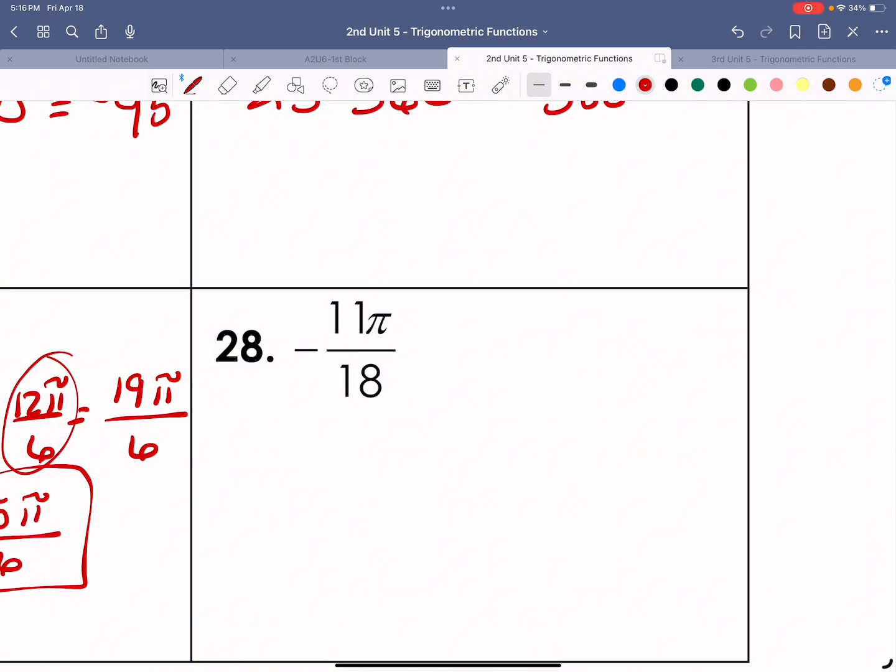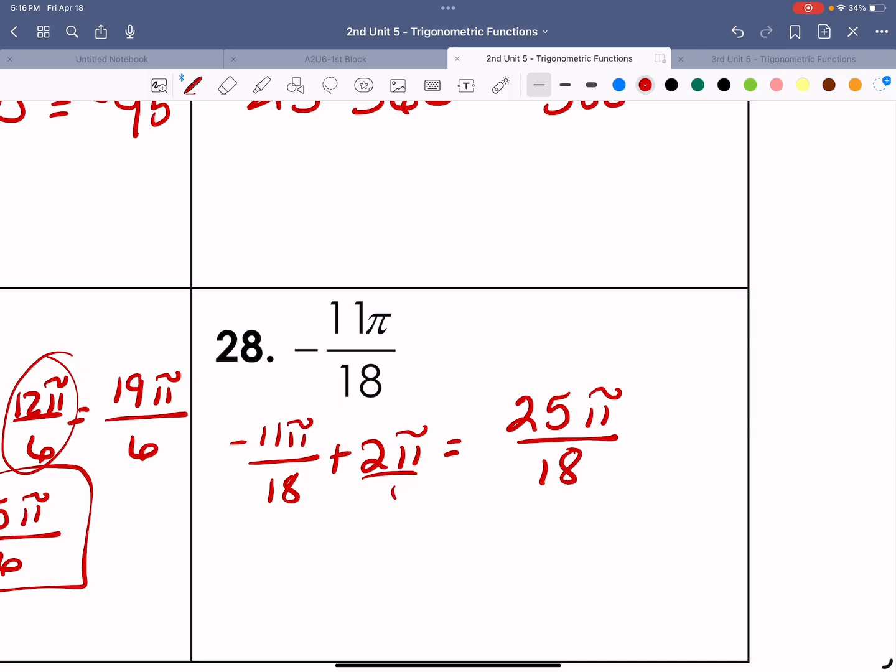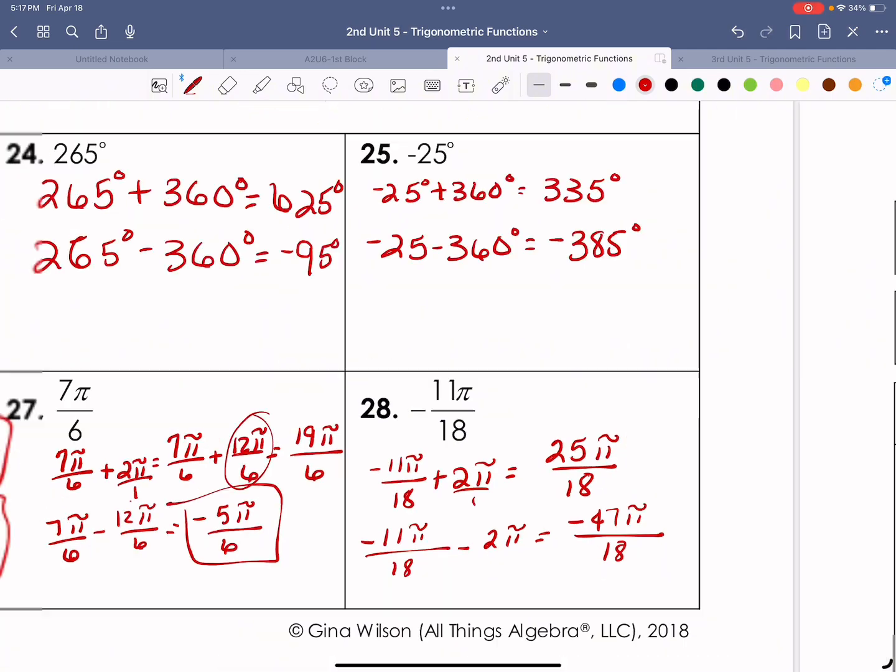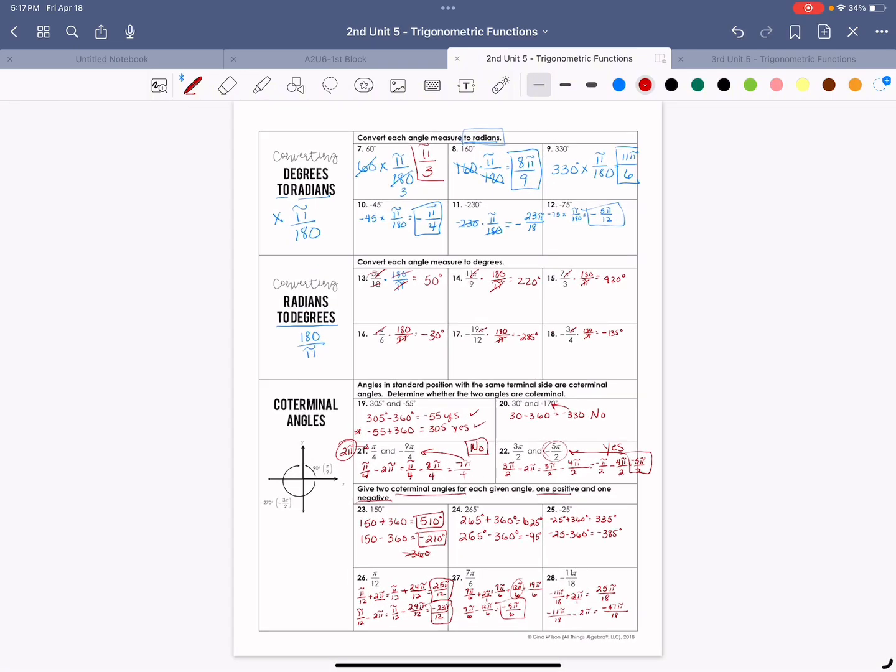Okay, the last one. If I take negative 11 pi over 18 and add 2 pi, get a common denominator, put both of them over 18, and then add, that should give you 25 pi over 18, and that won't reduce. All right, if I take negative 11 pi over 18 and subtract 2 pi, get a common denominator, that's going to give me negative 47 pi over 18. And that is the end of the first half of Lesson 1.